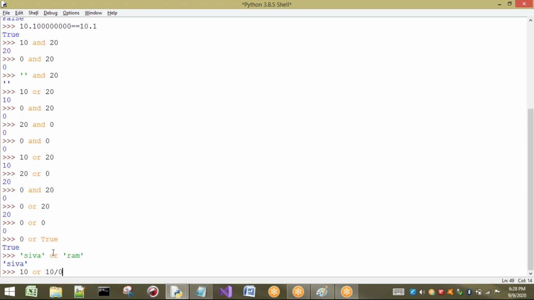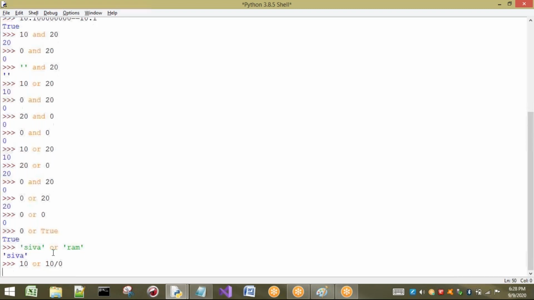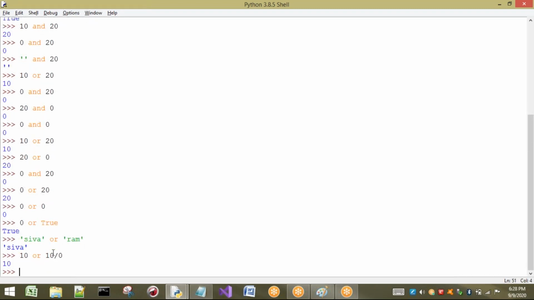What happens here? You may think that both are true, but what happens? Wherever you write 10 by 0, you are going to get an error. But in this case, will we get an error or not? Because it will not go to the second case. You have to understand this point: if the first case is true, it will not go to the second case, so we will not get any error.